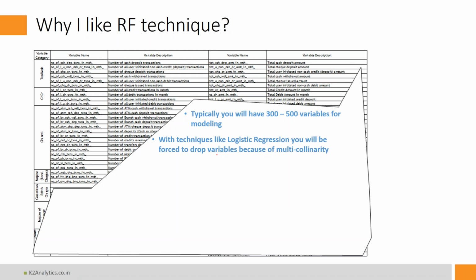Why? Because these will come as correlated variables, and because of that you will have to drop them, which means you will be forced to keep only one variable.